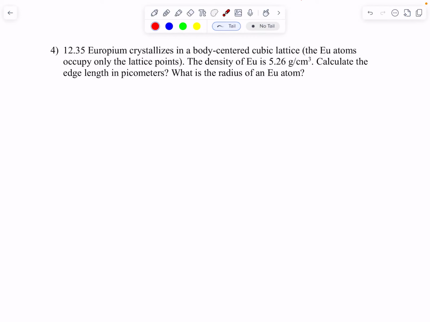Number 4, europium crystallizes in a body-centered cubic lattice. So right away, that's going to tell me there's 2 atoms of EU per cell. The density gives us a density again. How nice. Calculate, there's our verb. Calculate the edge length in picometers. And then, what is the radius of the atom?